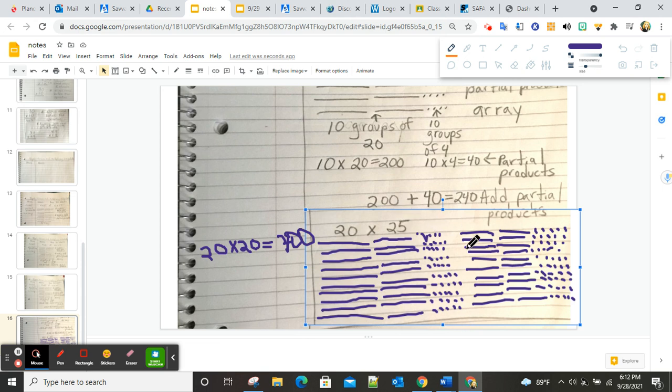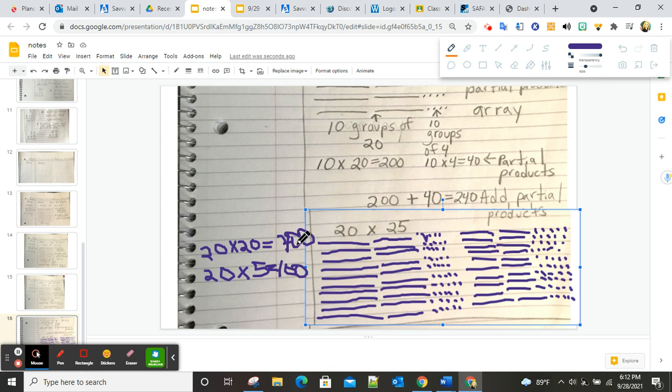Then I have the 5. So 20 groups of 5. Well, I could think of 10 groups of 5. 10 groups of 5 is 50. So 20 groups of 5 would be 100. So 20 times 5 equals 100.